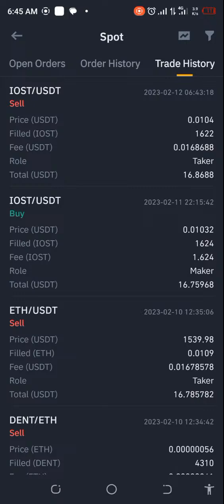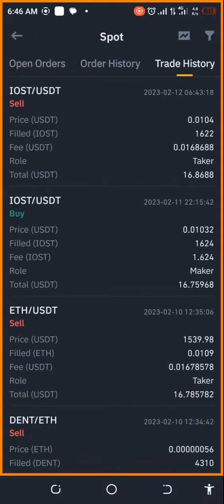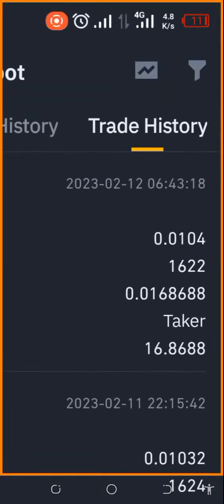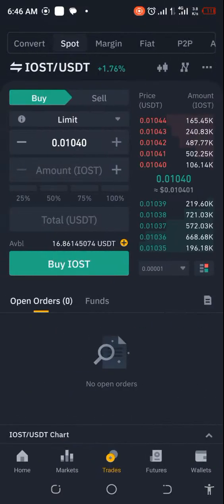So how long ago was this? Let's just check the difference in time. This was 22:15, like 10:15 p.m., and this is 6:43. So you could say plus or minus about 8 hours. All right, so 8 hours this has been in the queue, and it doesn't mean that it would not have bounced back, but you can always check this out and make sure that whatever happens, you're still in profit. That's the most important thing.